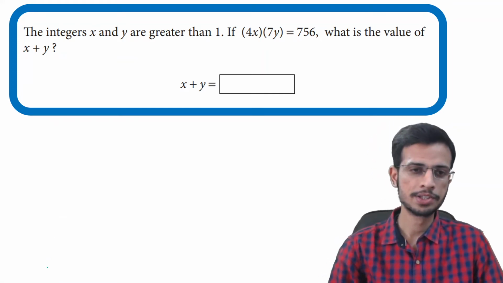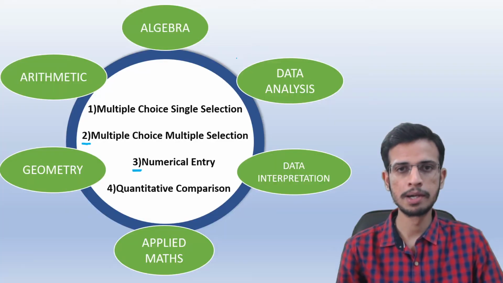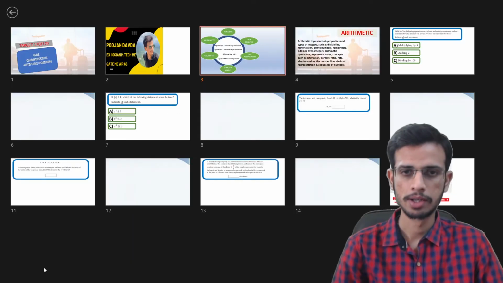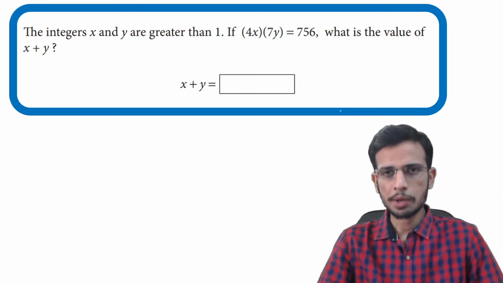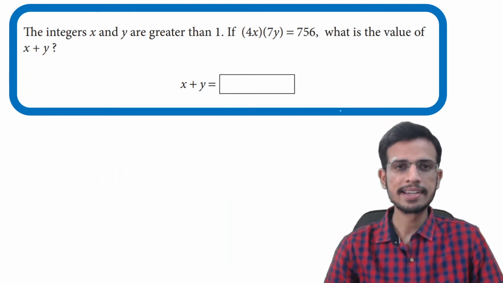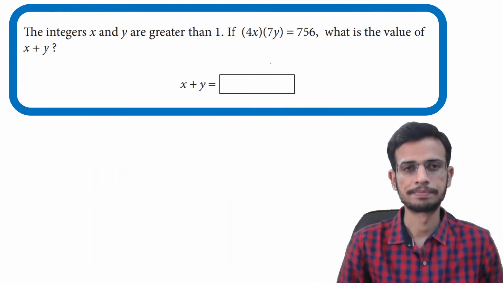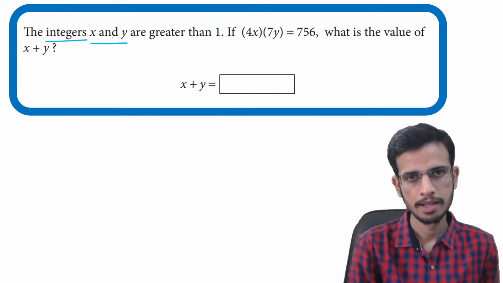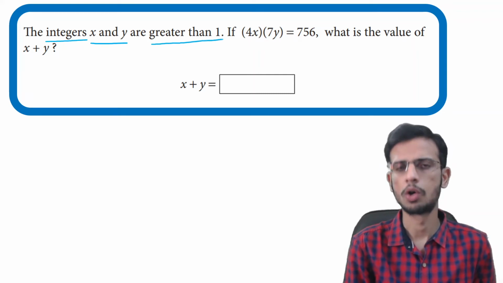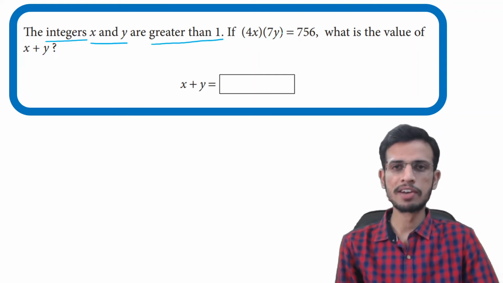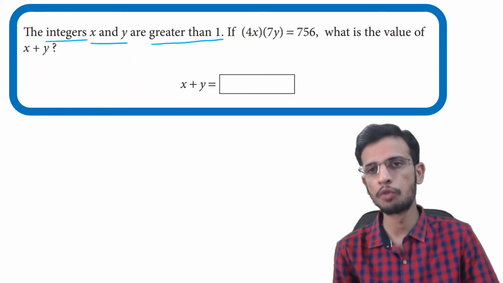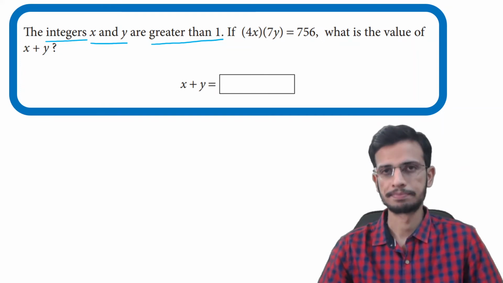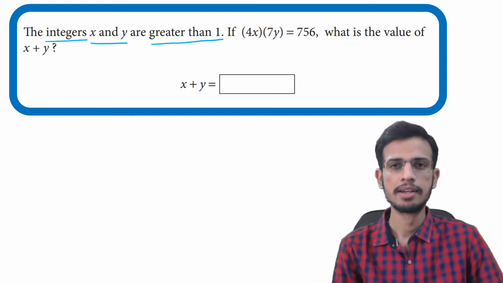These are 4 possible types of questions, and we are dealing with the second and third part in this video. So let's read the question. This question is very easy. The integers x and y are greater than 1. If 4x into 7y is equal to 756, then what is the value of x plus y? You have to simply find the value of x plus y with the given conditions.